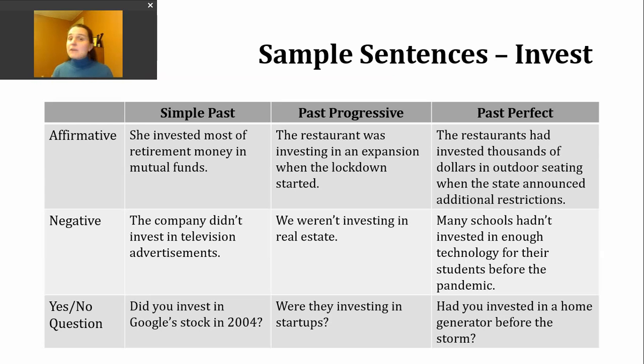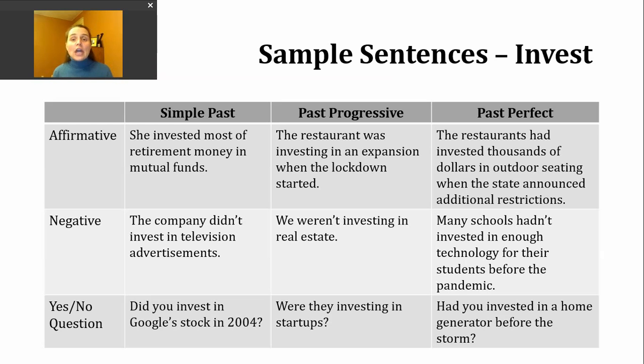Now, if I want to make a yes or no question in the simple past tense, I will start with did, then I'll have my subject, then the base verb. Did you invest in Google's stock in 2004? Okay, so there's a specific time reference in that example sentence.